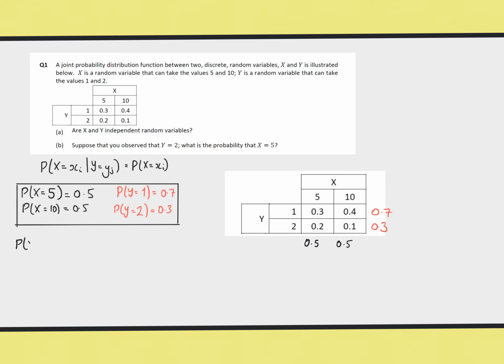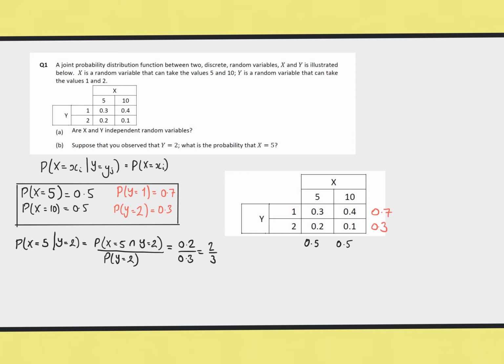So the probability that x is equal to 5, conditional on y being equal to 2, is just equal to the joint probability that x is equal to 5 and y is equal to 2, divided by the probability that y is equal to 2. In other words, we're looking at what proportion of the time when y is equal to 2, so this 0.3 of the time, is x equal to 5. So it's 0.2 over 0.3, which is equal to 2/3.